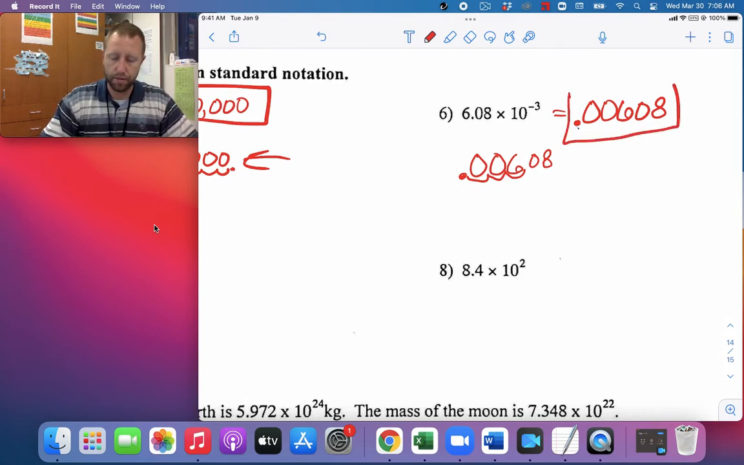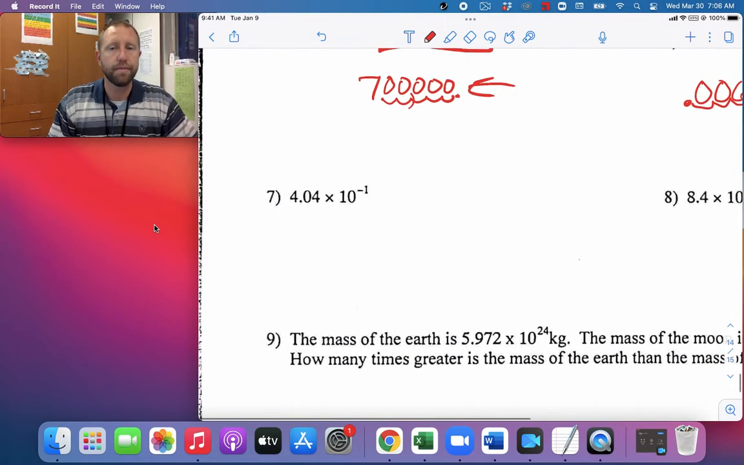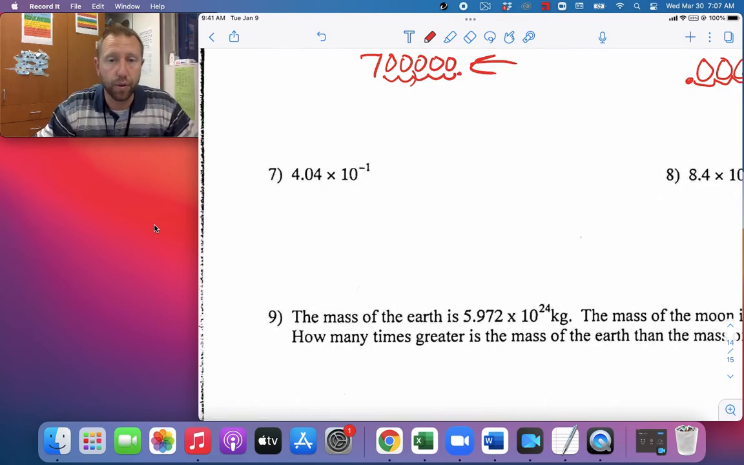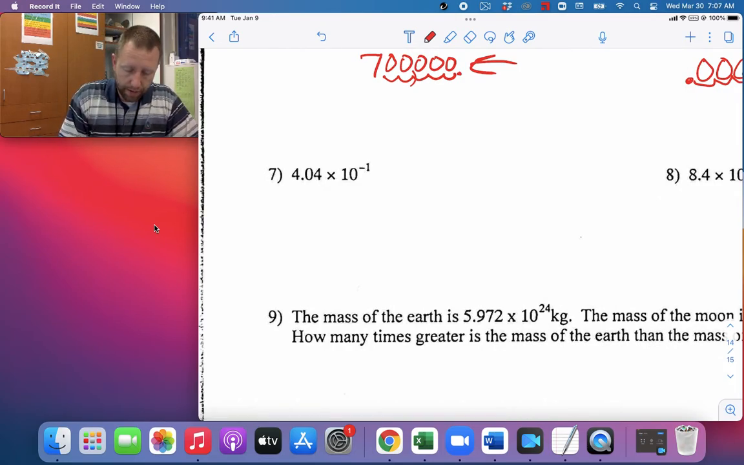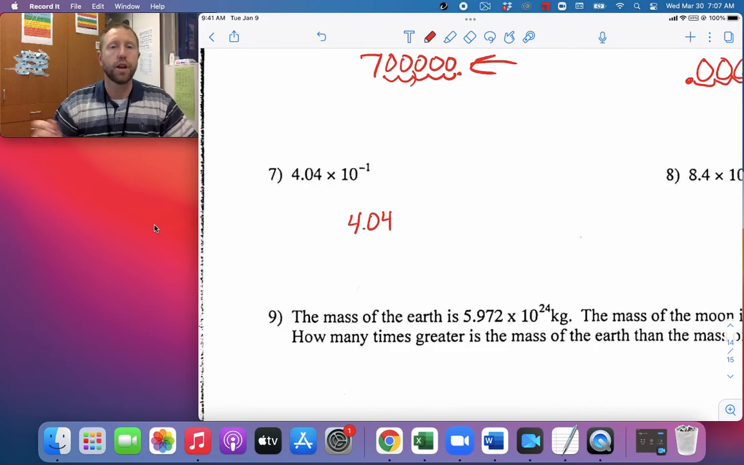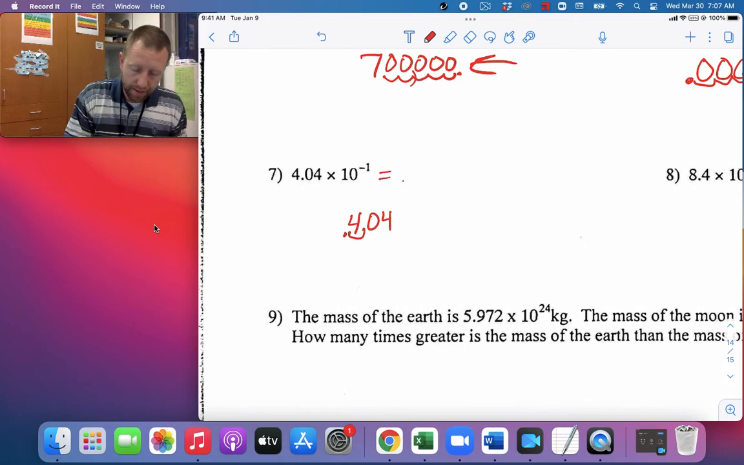That's my answer, right? Number 7, I'm only moving the decimal 1 place. So write out everything in front of the times 10 by itself. I've got 4.04. It's a negative, so I know I'm moving it to the left. Just 1 place. There's the new one. I don't have any swoops that don't have a number above them. So that's it. I'm done. It's just decimal 404.